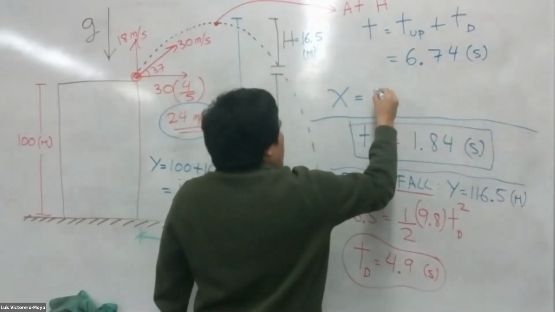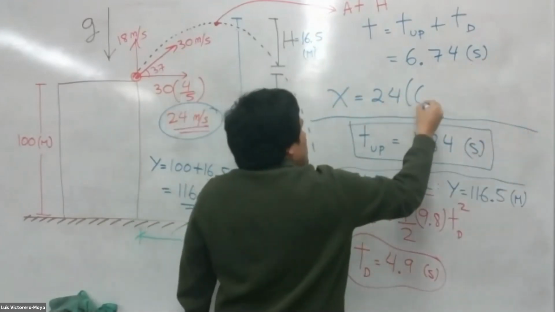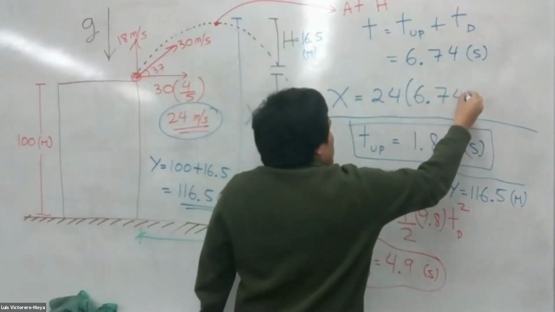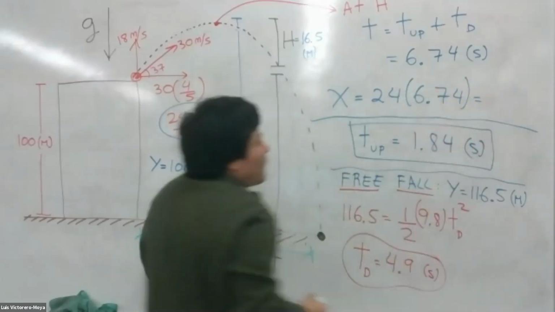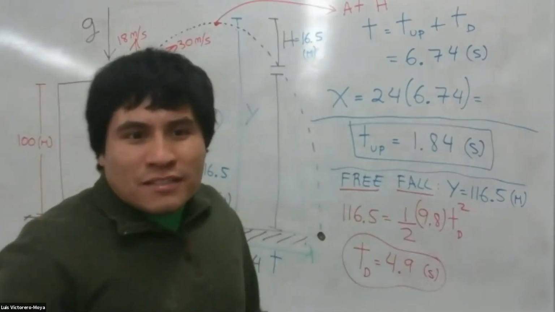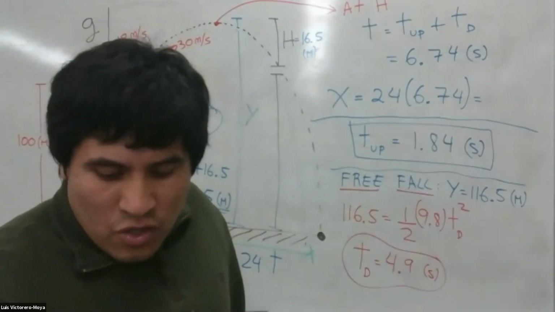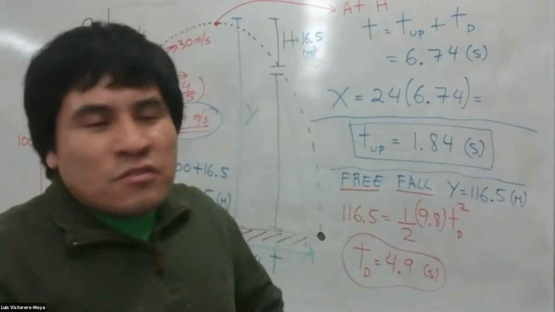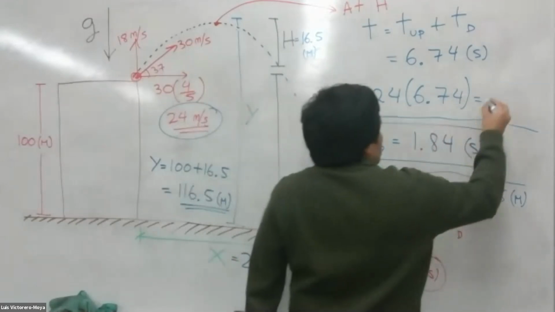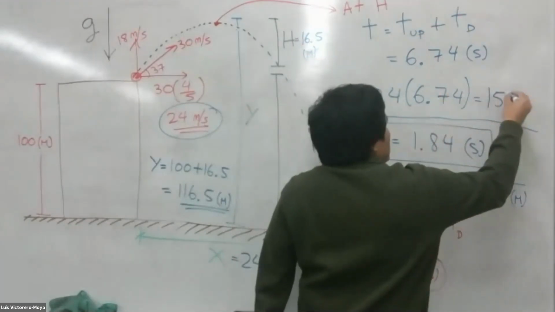So the value of x is 24 times 6.74. There's something that is very different to the example in the book. I don't use any quadratics. I don't use any of those complicated equations. I just use physics. 155.28, 155.3.